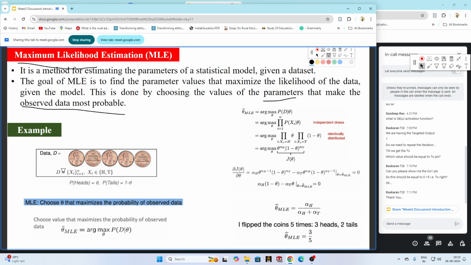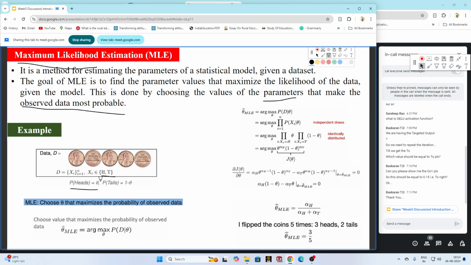So this is the example. This is the data. You can see here these are two sides of a coin. Let's say this is tail and this is head. Your data will be from this space, that is head as well as tail. Whenever you toss the coin, it will be head or tail. In this data the first one is head, second is tail, then head, head and tail. Now the probability of head is a parameter, which we consider as theta, and the probability of tail will be 1 minus theta, because these are dependent parameters. Now MLE chooses the theta that maximizes the probability of the observed data.